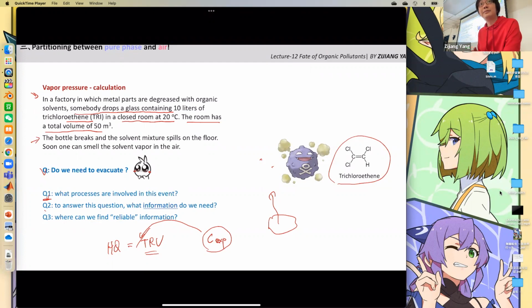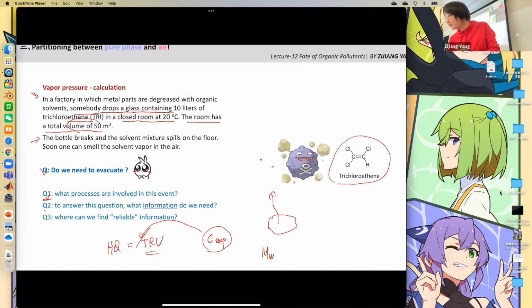Like the molecular weight of TRI? Yes. And then any more information we need? Pressure in there? Yes, but we usually assume the room is 1 atm. And a key parameter we didn't mention: Henry constant. We also need the area of the spill.